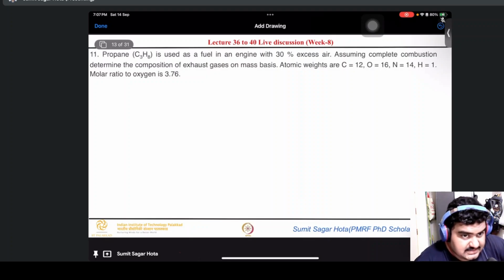Propane C3H8 is used as a fuel in an engine with 30% excess air. Assuming complete combustion, determine the composition of exhaust gases on the mass basis. Atomic weights are C equal to 12, O equal to 16, N equal to 14, H equal to 1. Molar ratio of nitrogen to oxygen is 3.76.